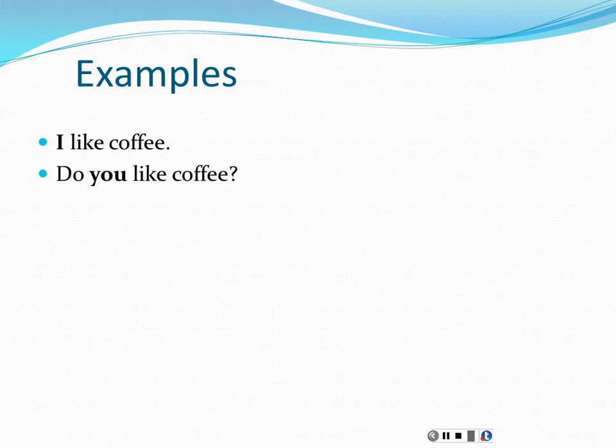Now I'm asking you, do you like coffee? Maybe I'm asking one or two or three. So it means, do you like coffee? Maybe one person singular, or two, three, four. So as we said, we can use it for singular and plural. And here it's the second person, المخاطب, you.